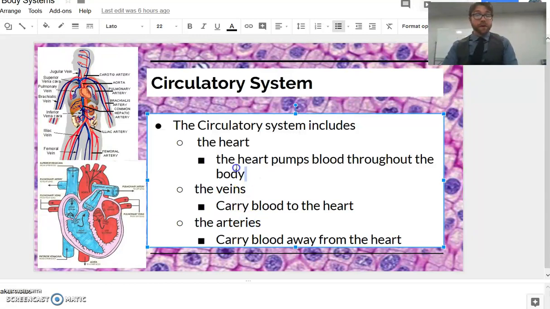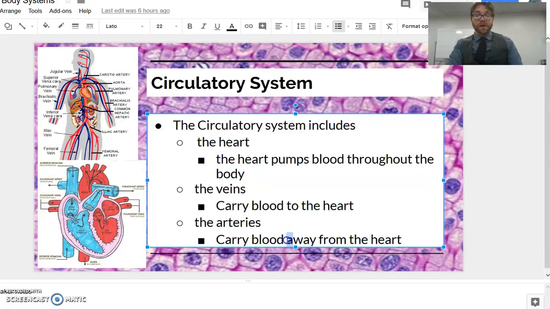So the heart pumps blood throughout the body. That's the heart's job. It's got to keep the blood moving, and it does that by continually pumping the blood. Now, veins and arteries, their job is to carry the blood that the heart is pumping. Veins carry blood to the heart, so all the veins carry blood to the heart. And then arteries, they carry the blood away from the heart.